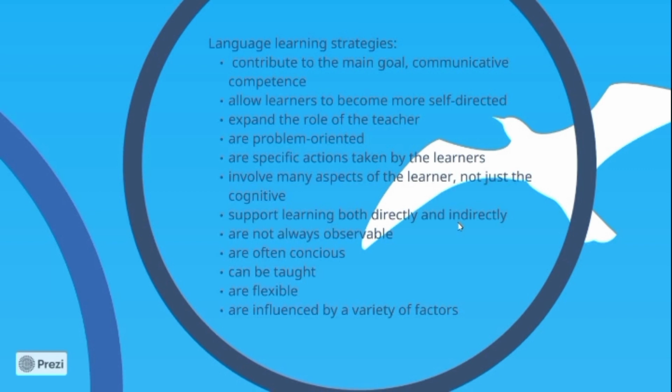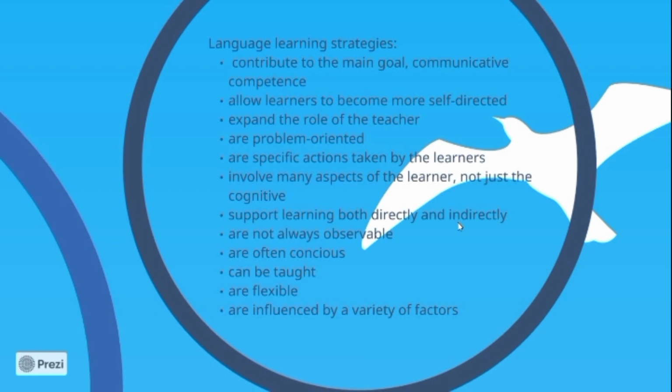And the next feature, learning strategies involve many aspects of the learner, not just the cognitive aspect but other aspects such as the social aspect and so on. The next, learning strategies support learning both directly and indirectly, because using learning strategies, the learners can solve the problem they face. Of course, the learning strategies can support learning directly or indirectly. And the learning strategies are not always observable.